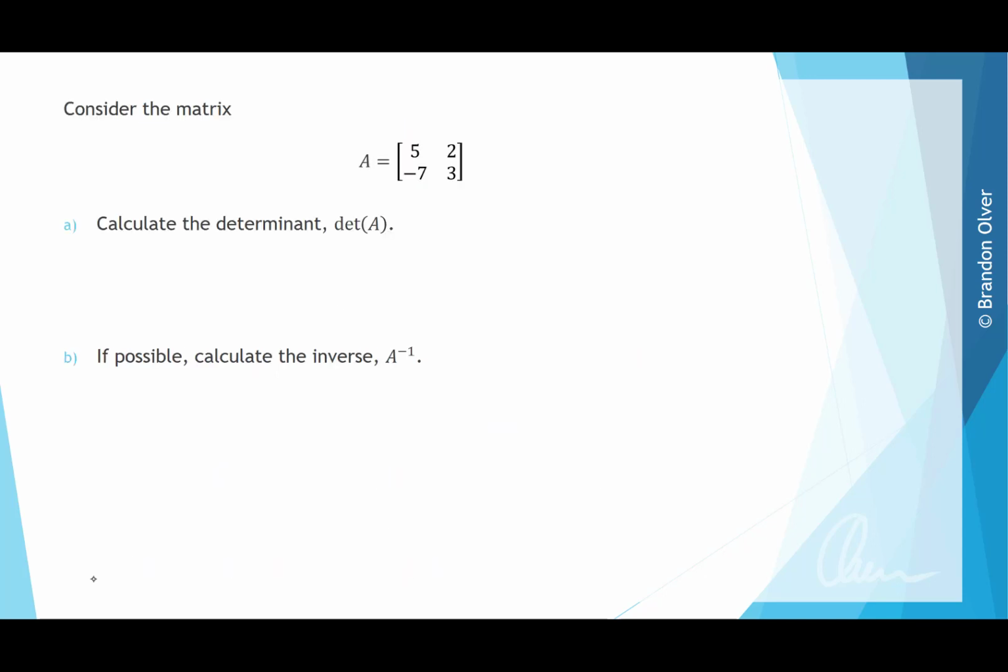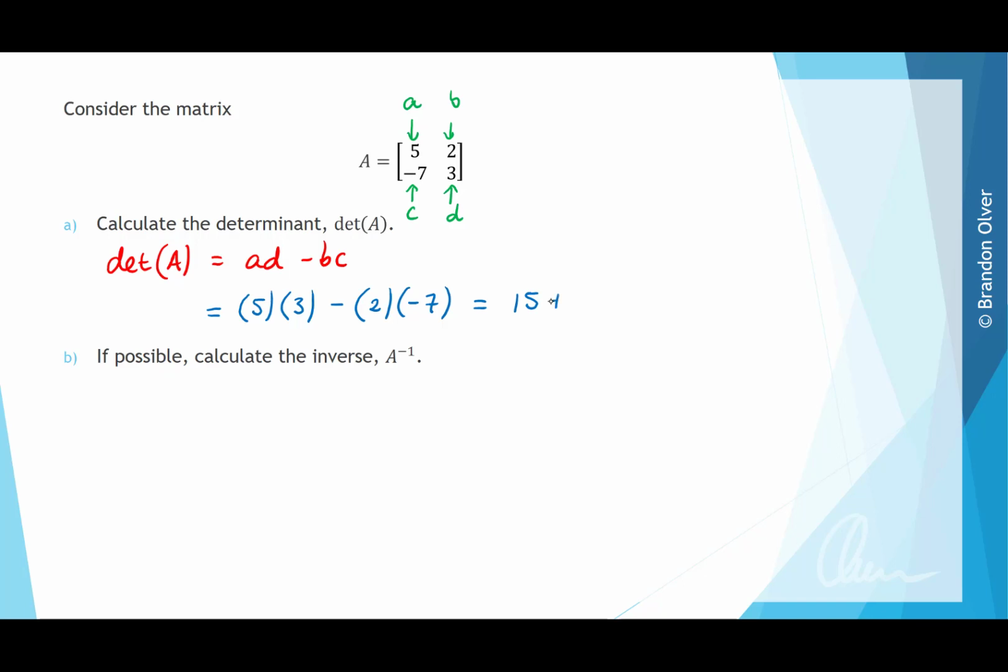For this example, we're going to consider the matrix A, and we need to remember that this position here is A, this is B, this is C, and this is the position of D. So the first thing we want to do is calculate the determinant of A, and we know that the determinant of a matrix A is given by A times D minus B times C. So for the matrix in this question, we have A is 5 and D is 3, and then we subtract away B is 2 and C is -7. So evaluating that, we have 15 plus 14, which equals 29. So as this is a non-zero value for the determinant, we know that the inverse can be calculated, which is what we will do in part B.